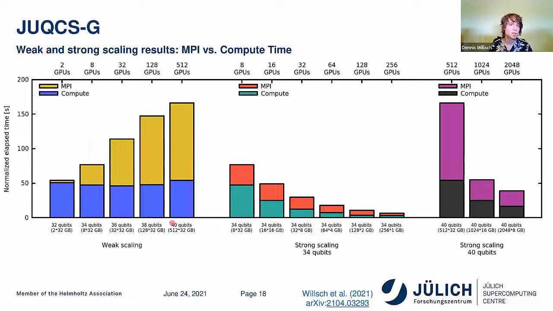And this is basically set by the memory, right? If we have another supercomputer with twice the number of GPUs next year or the year after, we can simulate more qubits. But basically, if the memory is not there, we cannot.